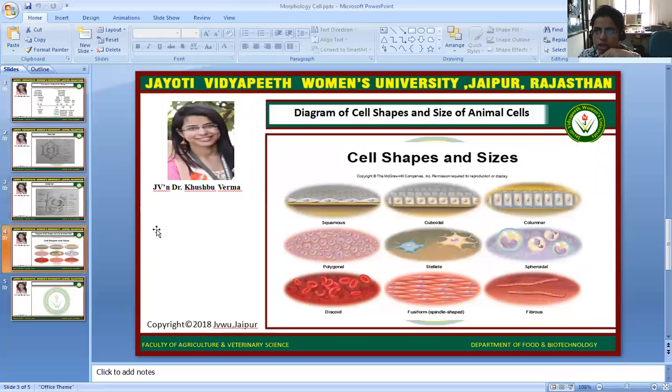If we talk about the cell shapes and sizes of the animal cell, there are different kinds of cells according to their shapes and sizes. These are squamous, cuboidal, columnar, polygonal, satellite, spheroidal, discoid, fusiform, and fibrous. These are the different structures and shapes of the cells, and each has its own specific structure because of its specific function. So these are some morphology details about the cell, and this is the sum up of this topic.